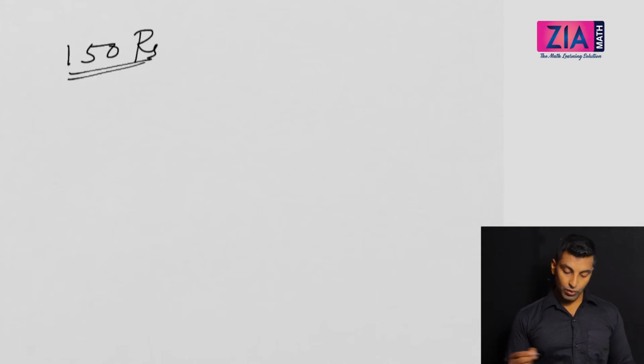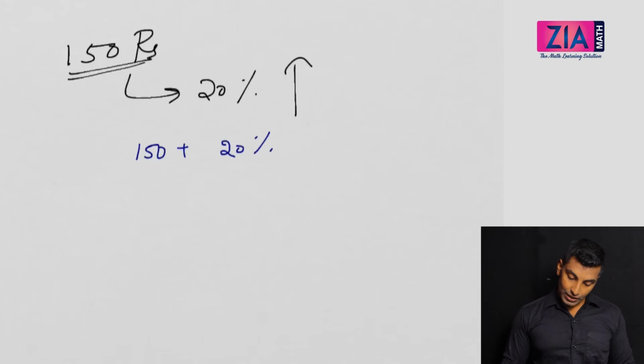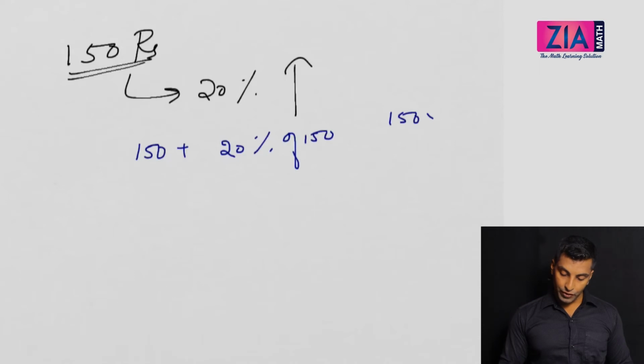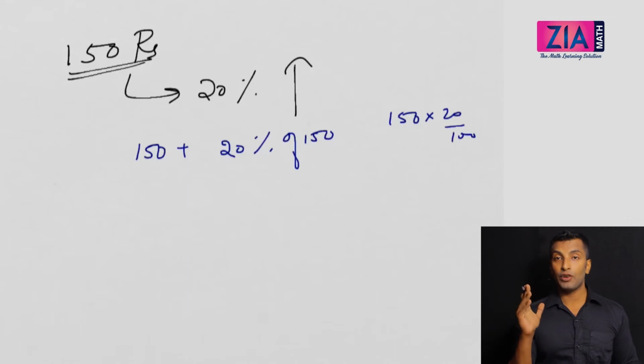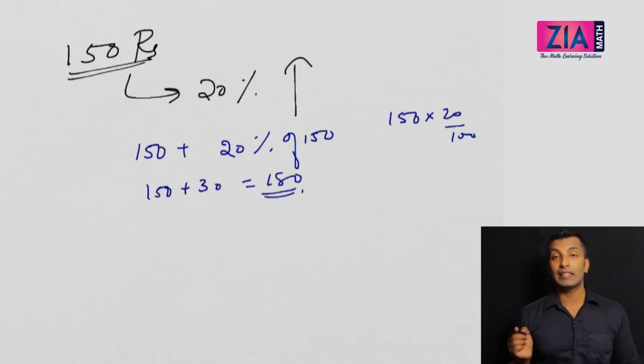So if I give you a question like this: a person purchases an item for 150 rupees and he is selling it at 20% profit. So what is the selling price? 150 plus 20% of 150. How will you calculate 20% of 150? Either you will write 150 into 20 by 100, or you know 10% of 150 is 15, so 20% of 150 will be 30. So 150 plus 30, which is equal to 180. That's the selling price when you are selling at a profit.